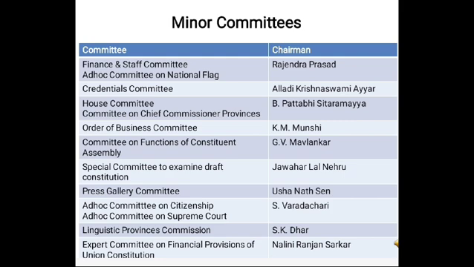S.K. Dhar, the chairman of Linguistic Provinces Commission, and Nalini Ranjan Sarkar, expert committee on financial provisions of Union Constitution. And S. Varadachari, S.K. Dhar and Nalini Ranjan Sarkar were not members of Constituent Assembly.